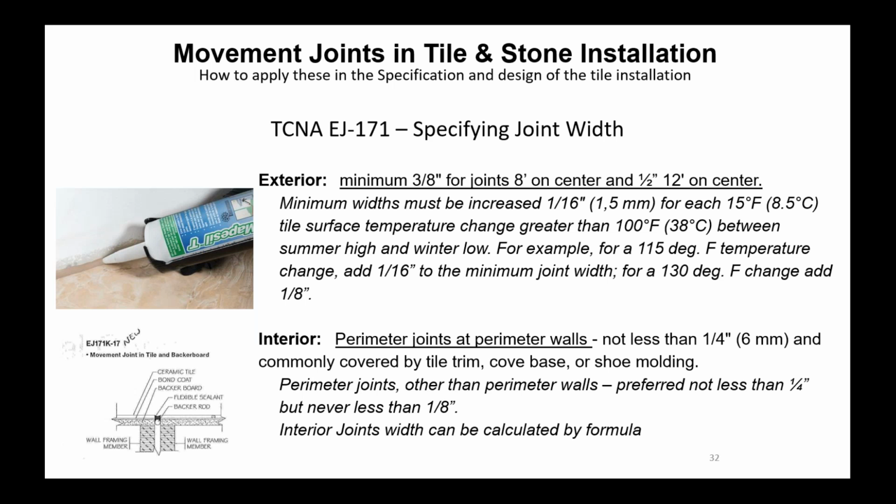Perimeter joints on interiors, at the walls, should be not less than 1/4 inch, and they can commonly be covered by trim, cove base, and shoe molding. Perimeter joints other than at perimeter walls are preferred to be not less than 1/4 inch, and never less than 1/8 of an inch. Interior width can be calculated by the formulas I showed you in the handbook.